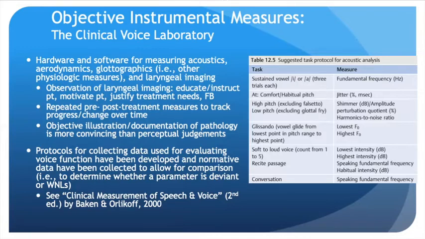When talking about objective instrumental measures, we're referring to hardware and software for measuring acoustics, aerodynamics, and glottographics, as well as laryngeal imaging. During observation of laryngeal imaging, the ENT and the speech-language pathologist might collaborate during this procedure and then educate or instruct the patient, motivate the patient, justify treatment needs, and possibly provide feedback as well. You can do repeated pre and post-treatment measures to track progress over time. And it gives the patient and the clinicians objective documentation of the pathology that's more convincing than just perceptual judgments.